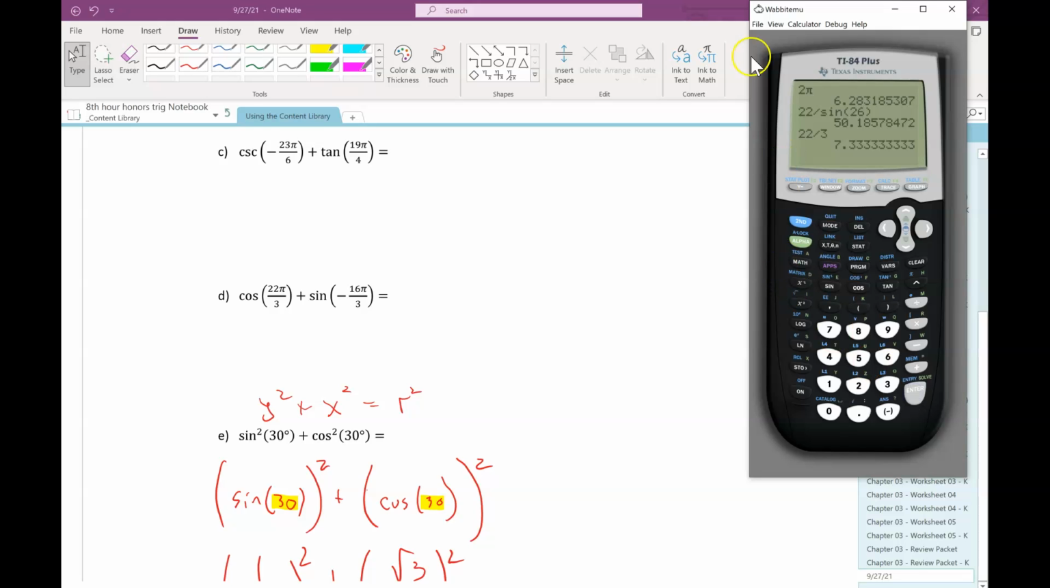So 22 pi over 3. I'm going to go to my calculator and just drop the pi's and just do 22 over 3. And then instead of subtracting 2 pi, I'm just going to subtract 2. And I'm going to do that until this number is between 0 and 2. So there it is, math frac. So that's going to be the same thing as 4/3 pi.